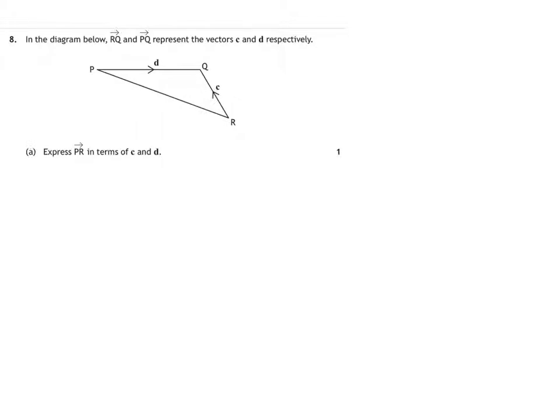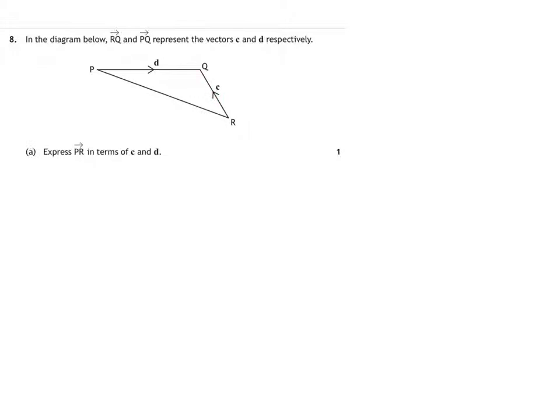Okay, question 8. In the diagram below, RQ and PQ represent the vectors C and D respectively. Part A, express PR in terms of C and D. Go away, stop the video and have a go yourself. Okay, so we are looking to get from there to there, but we're not allowed to go straight there. We have to use these vectors here.